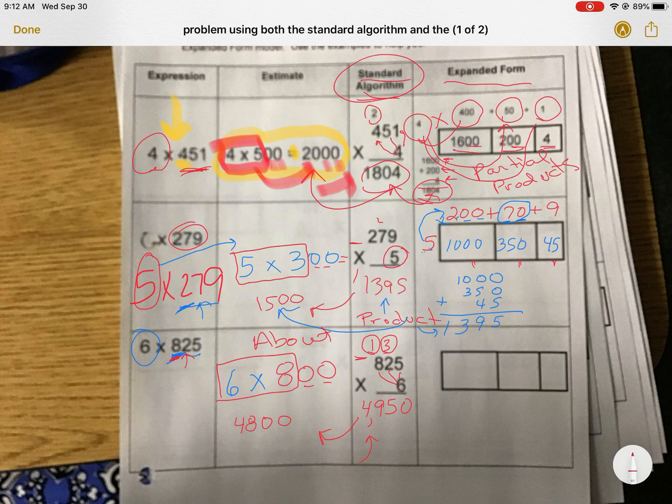So to do it in the expanded form, putting it in that area model, I'm going to take my first factor, 6, and put it in the front of the model. I have a 3-digit number. That's why I have 3 boxes. And I'm going to expand that out. 800 plus 20 plus 5.